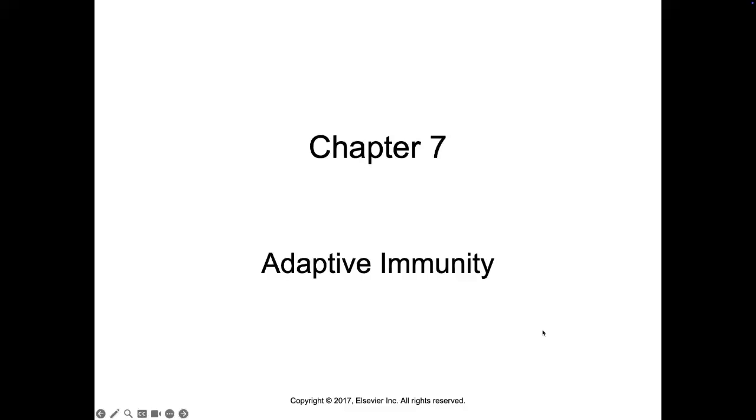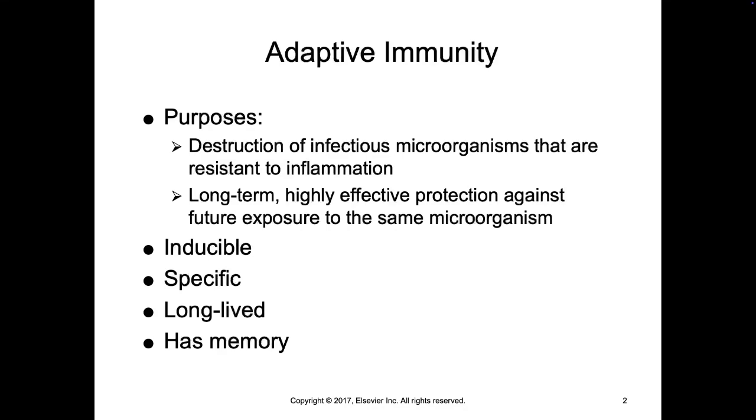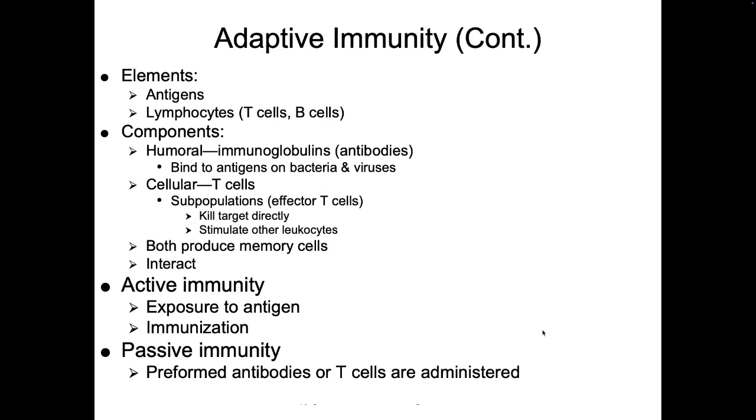Okay, this chapter deals with adaptive immunity, which is our ability to clear an infection as a result of the presentation of an antigen, which is a foreign molecule on the surface of the pathogen, unlike our own. Okay, it's inducible, it's specific, it's long lived, and it features memory.